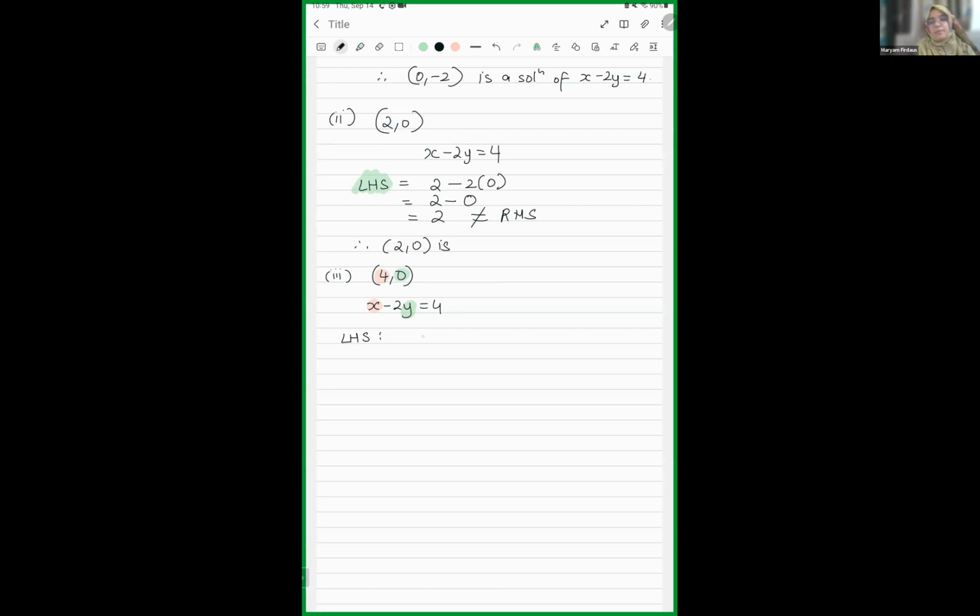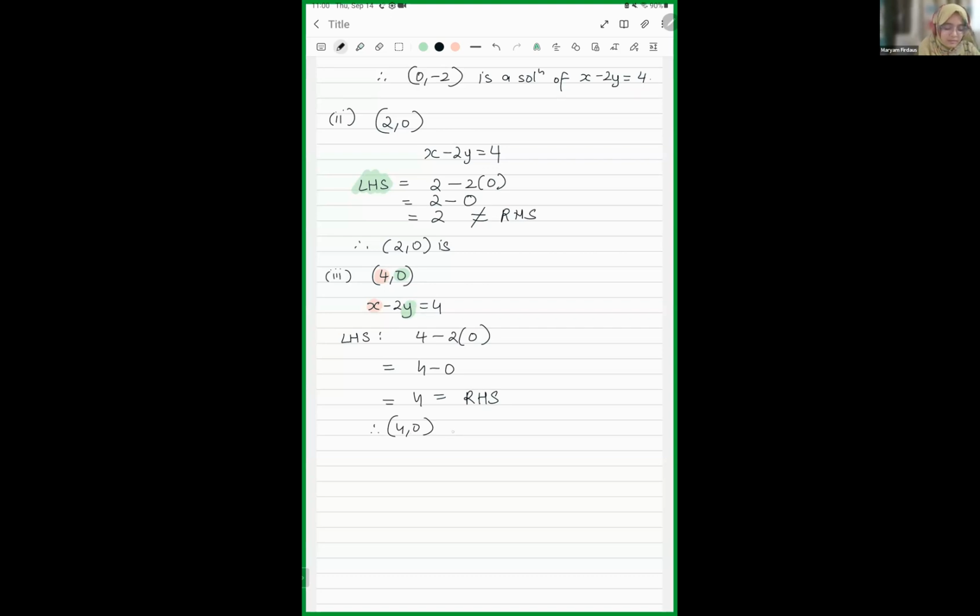What will my equation become now? It will become 4 minus 2 times 0. That is 2 multiplied by y. The LHS is 4 minus 2 times 0, which is 4 minus 0, which is 4. So this is equal to the RHS, and this is how we're going to write it, Abdul Rahman. This is equal to the RHS. Therefore, (4, 0).